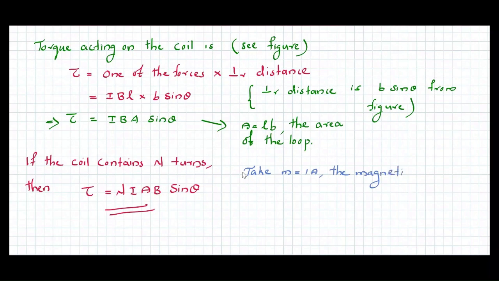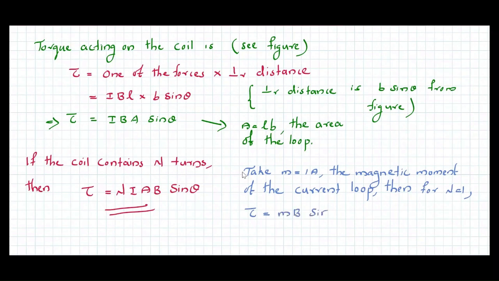Now let us simplify the expression. You take I into A as M, which is nothing but the magnetic moment of the current loop. Take M is equal to I into A, which is the magnetic moment of the current loop. And you assume that there is only a single turn, that is, N equal to 1. Then the expression for torque becomes M B sine theta. Because I A is equal to M and N equal to 1, torque tau is equal to M B sine theta, or torque tau can be represented as M cross B.